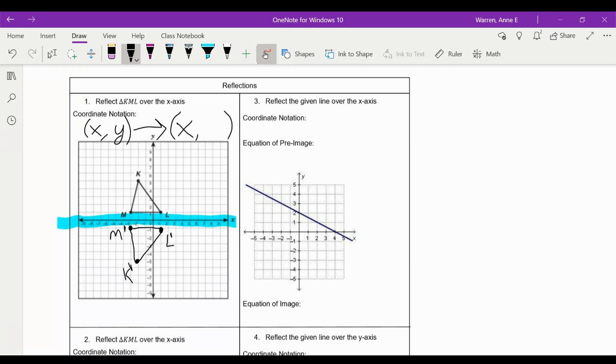So if you look at the y value of each of these points, at K we see a y value of 5. At K prime, you can see the y value of -5. And you see this with M and L too. Their y value is 1, whereas at M prime and L prime, it's -1. Okay, so for each of those, because we have reflected over the x-axis, my y value has actually become negative. It's become the opposite. So my coordinate notation is that (x, y) becomes (x, -y).